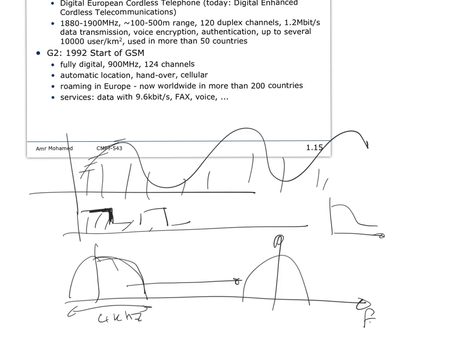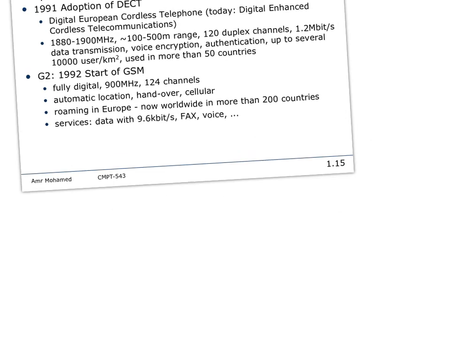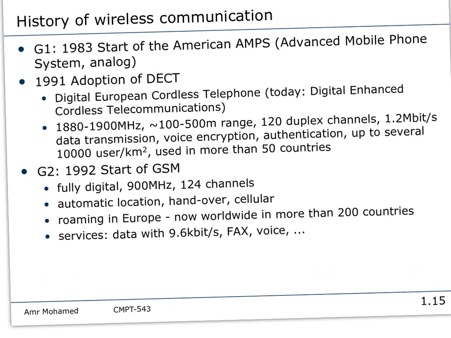So whenever we say that this is 1880 or these types of numbers, this refers to the carrier frequency, where the signal is actually shifted using broadband communication in the frequency domain, to be able to deal with it in a frequency spectrum that does not have any kind of interference.